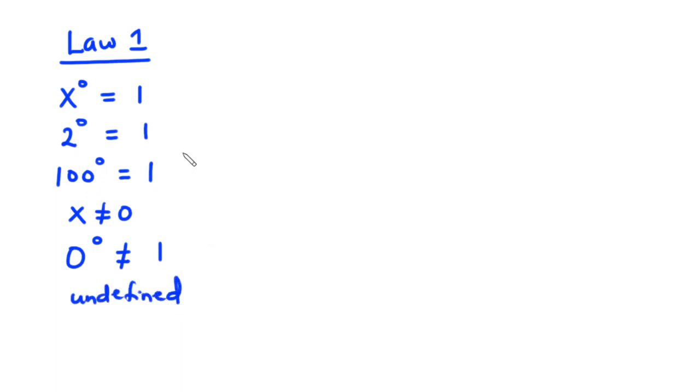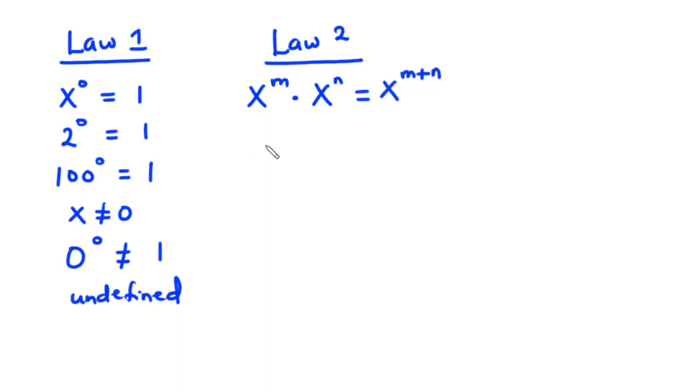Now, let's talk about the second law. So for the second law, if you have x exponent m times x exponent n, then that is equal to x exponent m plus n. What this primarily means is that if you want to multiply indices of the same base, then you want to add their exponents. So x exponent m times x exponent n is equal to x exponent m plus n.